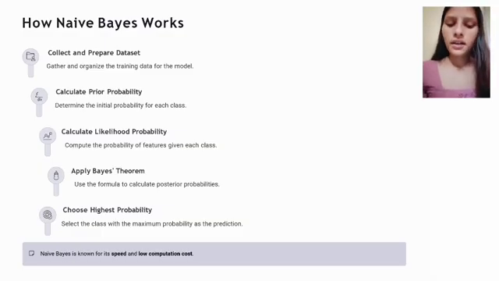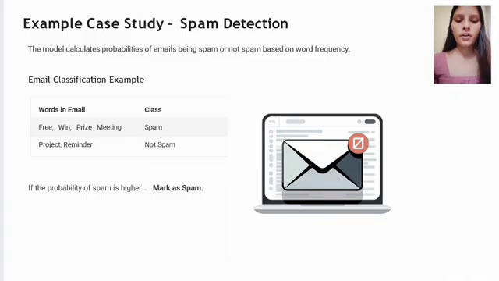Let's take a look at an example case study to understand this better. Let's take an example of email spam classification. Suppose we have words like offer, discount, and free. The algorithm calculates how frequently these words appear in spam emails versus normal emails. Based on this, if a new email contains similar words, the model computes the probability of it being spam using Bayes theorem. Finally, if the probability of spam is higher than not spam, it classifies the email as spam. This is a simple but very effective real-world application of Naive Bayes.